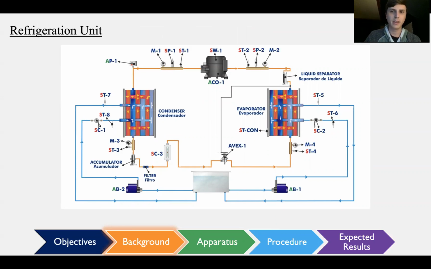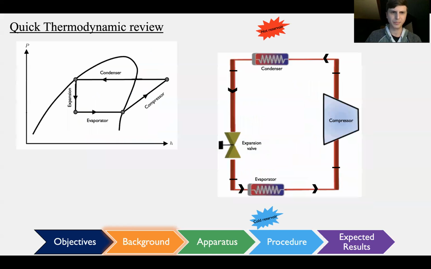All the SP values are the pressure inlet and pressure outlet sensors. ST values are the temperature inlet and temperature outlet sensors. But these are the main ones we're going to be focused on, circled in red. The SW1 is our compressor. Like I said, all the SPs and STs are your sensors. So that's really what we're going to be using, and we'll get our results from those sensors.